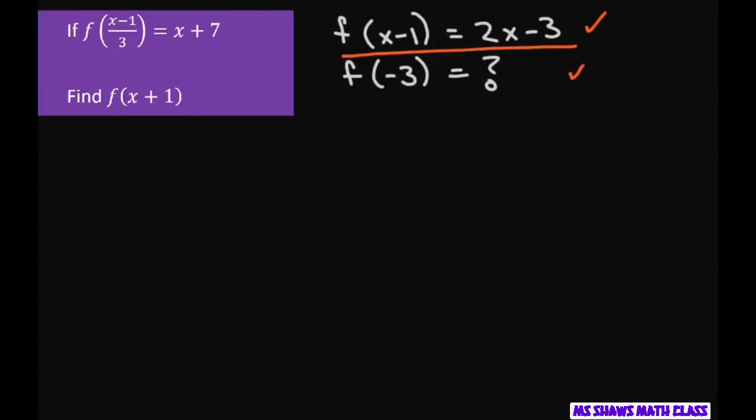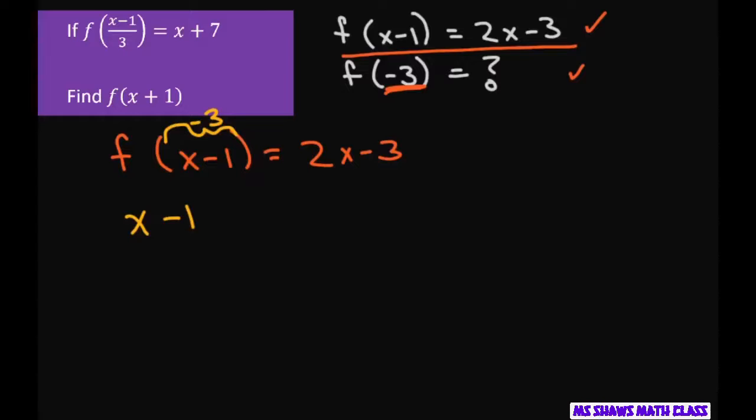So we have f of (x minus 1) equals 2x minus 3. We need to find f of negative 3. So when we have this problem here, we want this part to be negative 3. So what I do is I set that quantity equal to negative 3. I add 1 to both sides, so I get x equals negative 2.